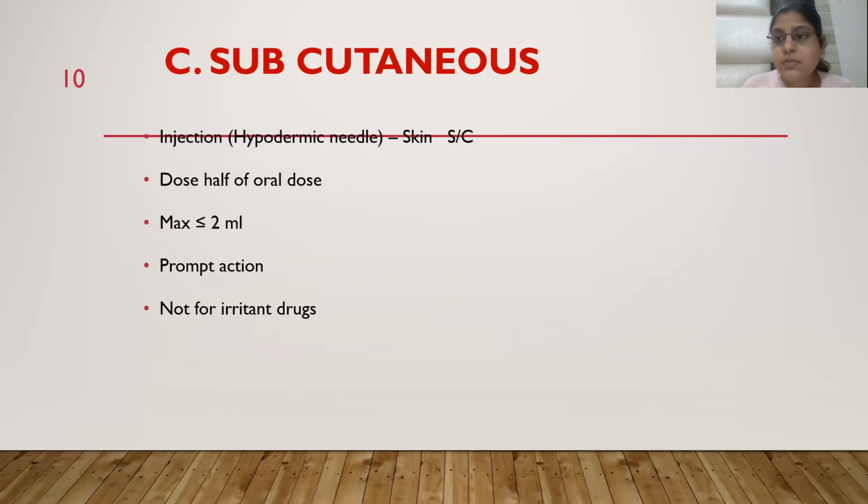Subcutaneous injection is given at an angle of 45 degrees. The dose is half of the oral dose, and it is injected by a hypodermic needle into the subcutaneous tissue. The volume is less than or equal to 2 ml. Prompt action will be there, and it is not for irritant drugs.